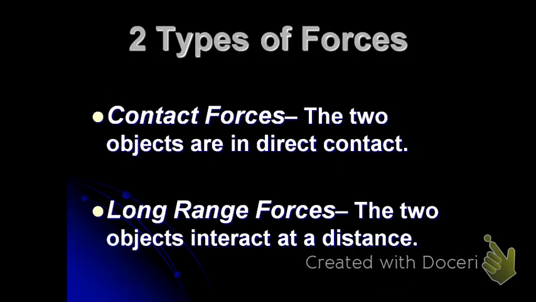Long-range force, the two objects interact at a distance. They do not touch, and yet still there's a force. Like magnets? Like magnets, right. Magnets don't have to touch in order for there to be a magnetic force, so that would be long range.